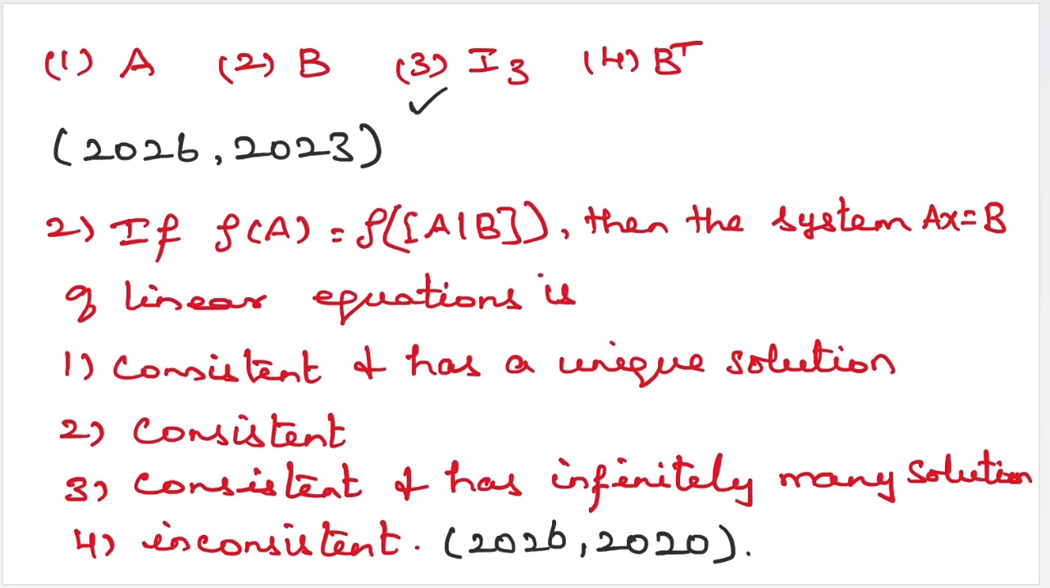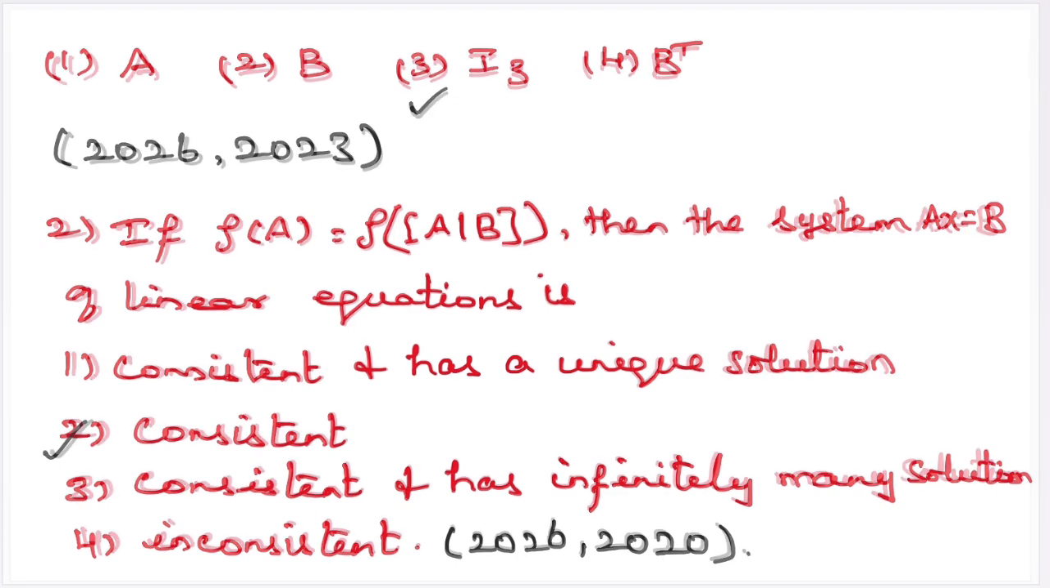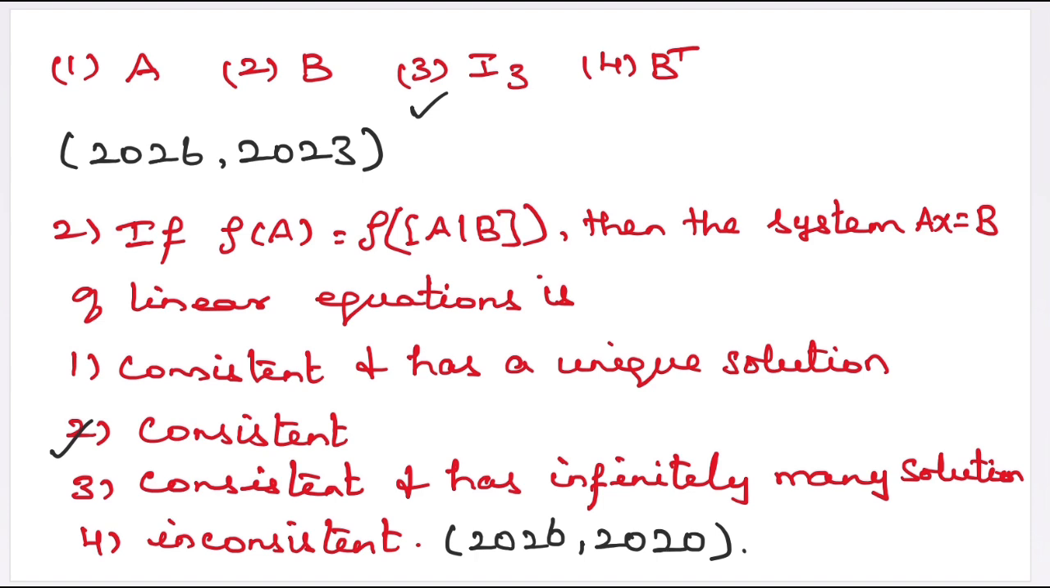Next, second question. If rank of A is equal to rank of augmented matrix [A|B], then the system AX is equal to B of linear equations is: first, consistent and has a unique solution; second, consistent; third, consistent and has infinitely many solutions; fourth, inconsistent. This question is asked in 2026 and also in 2020. The answer is consistent since by the Rouché–Capelli theorem, if rank of A is equal to rank of augmented matrix [A|B], any system of linear equations is always consistent. In the question page number 50, 21st question.